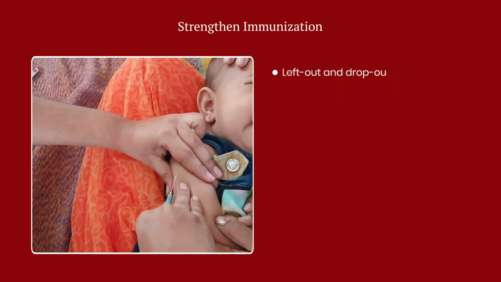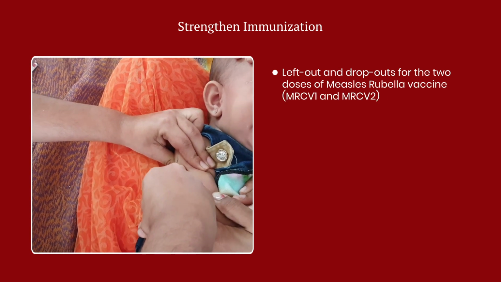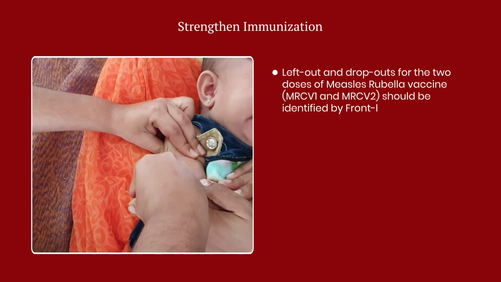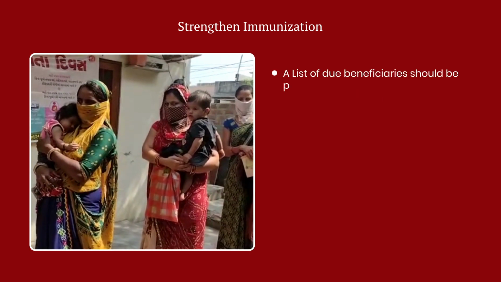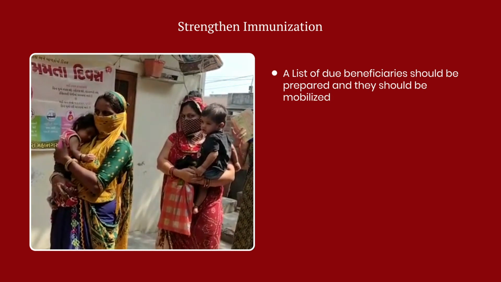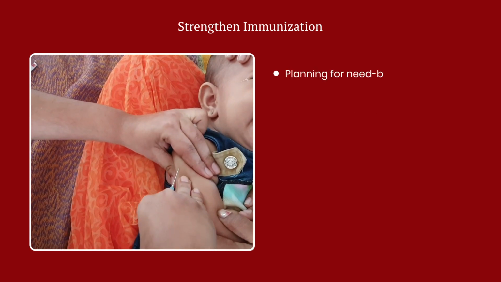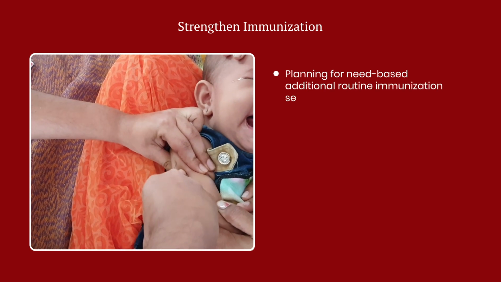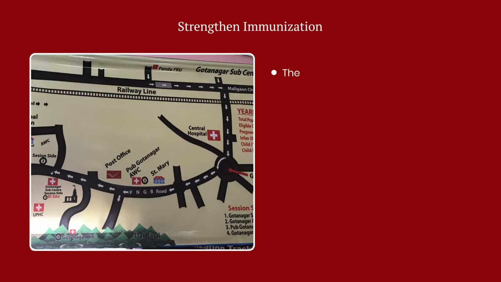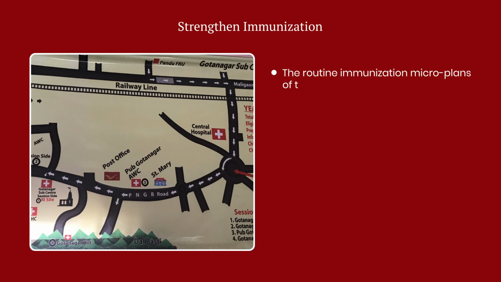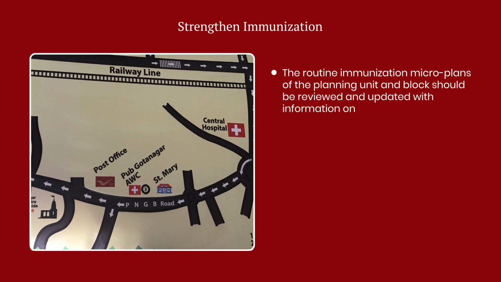Left out and dropouts for the 2 doses of measles rubella vaccine, MRCV1 and MRCV2, should be identified by frontline workers. A list of due beneficiaries in the area should be prepared, and they should be mobilized for the next routine immunization session. Planning for need-based additional routine immunization sessions should be conducted in the area of disease outbreak. The routine immunization microplans of the planning unit and block should be reviewed and updated with information on addition of sessions and communication plans.